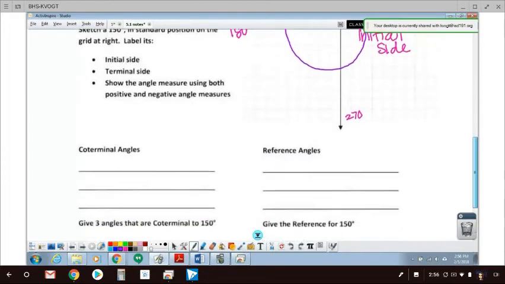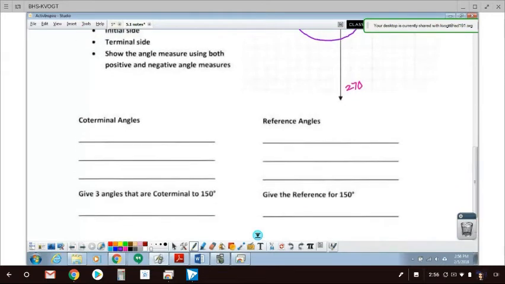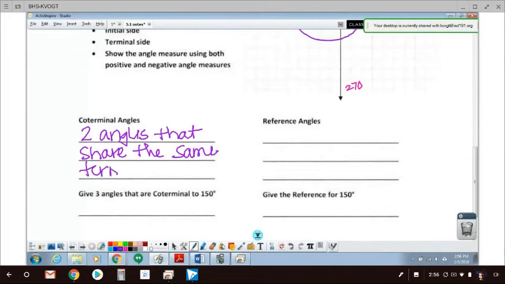These two angles that we just graphed are called coterminal. They are two or more angles, really, that share the same terminal side. So give three angles that are coterminal to 150. We already know negative 210.